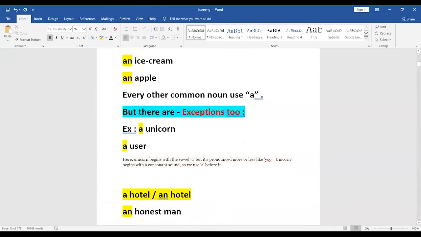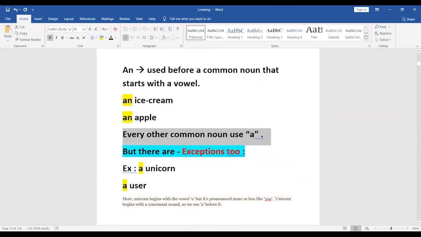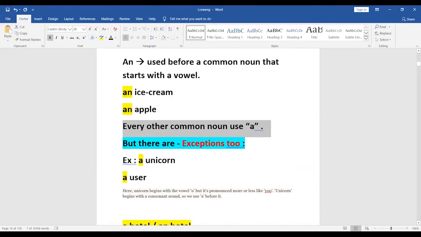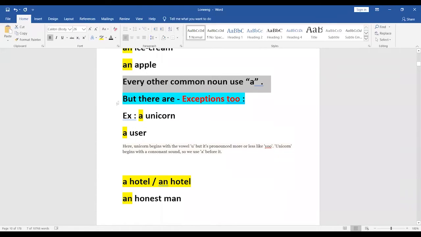Now, apart from what you have learned, every other common noun we use a. So you know how to identify nouns that start with a vowel and what article you can put before them. Now everything else you use a, right? Now there are exceptions to the rules I told you. In every language, there's an exception, and so does English. So there are exceptions. For example, take a look at this.